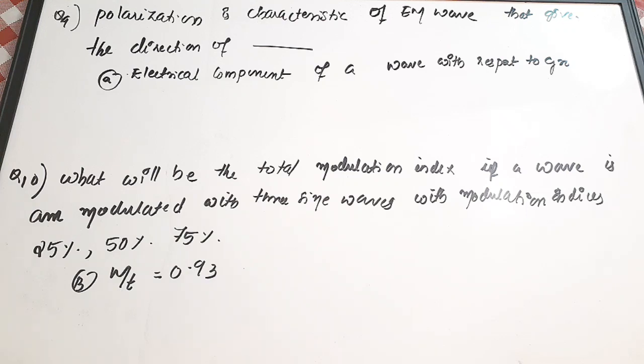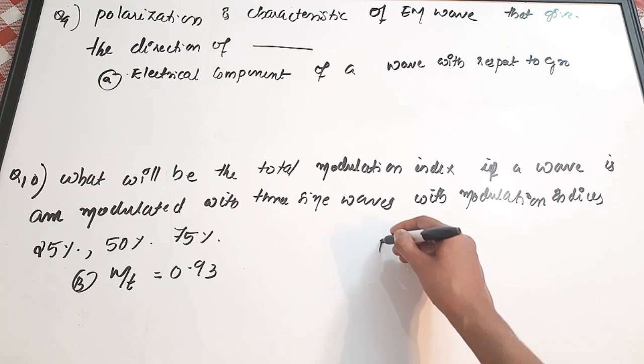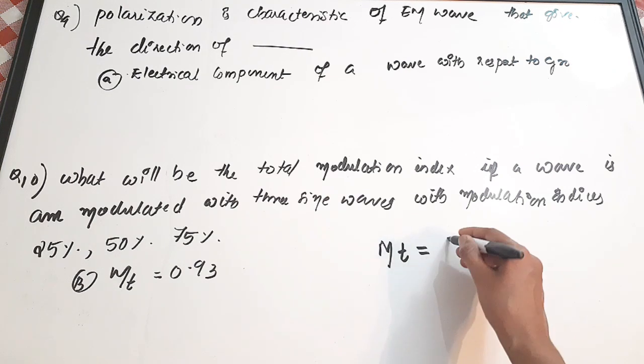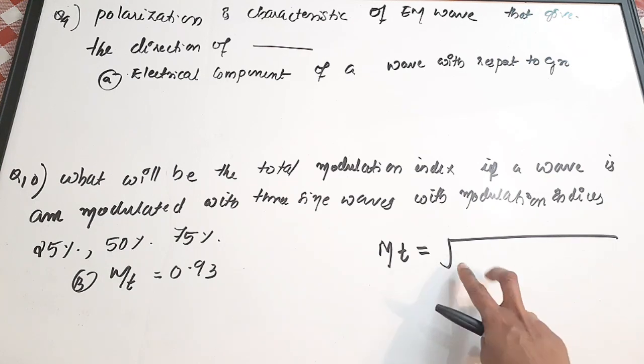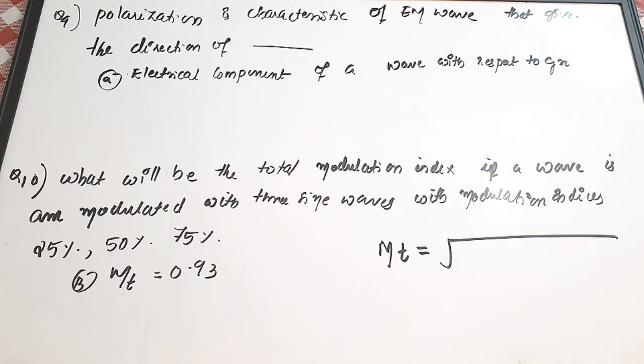Moving on to the next question, from communication systems, analog modulation. What will be the total modulation index if a wave is AM modulated, that is, amplitude modulated, with 3 sine waves with modulation indices 25%, 50% and 75%? For the total modulation index mt, I don't know whether we have discussed this in the formula revision video. If not, please note it down. If a wave is modulated with 3 waves with various modulation indices, then the total modulation index is the square root of the sum of the squares of the individual modulation indices.